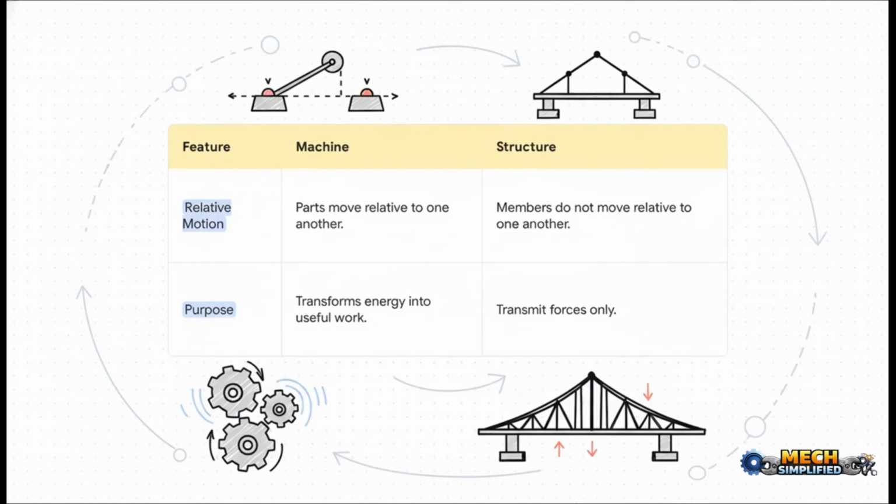And this table really gets to a super important point. When you connect a bunch of links, are you building a machine or a structure? The difference is one simple thing: motion. In a machine, you want the parts to move. That's how they get work done. But in a structure like a bridge truss, movement is the enemy. Those parts are designed specifically not to move. Their only job is to carry a load.